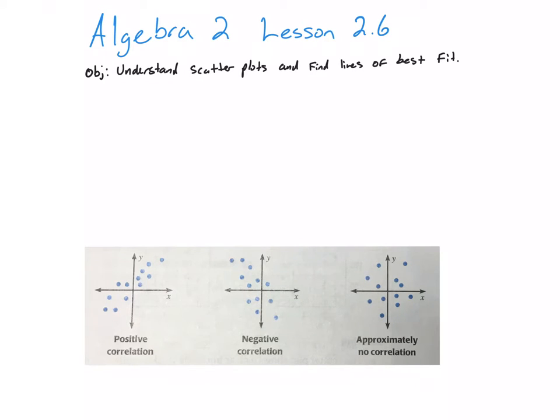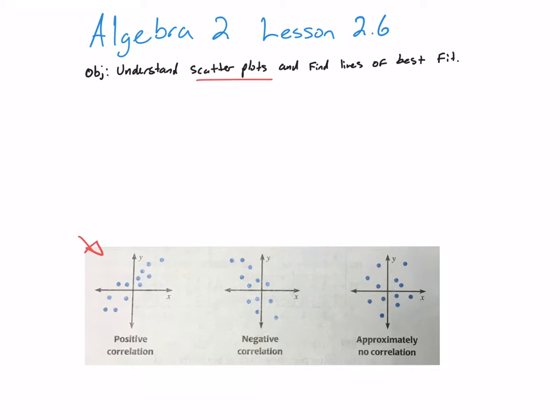This is lesson 2.6, and our objective is to understand scatter plots and to find lines of best fit, most of the time using a calculator. When we're working with data from real-life situations, most of the time that data does not fit an exact line. And so whenever we graph that data, it ends up being what we call a scatter plot. A scatter plot is kind of like this down here, where it just has a bunch of points all over.